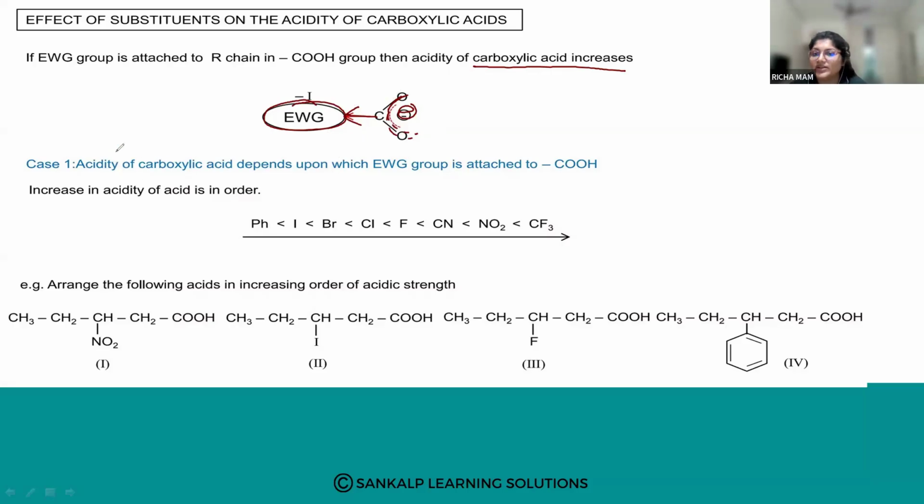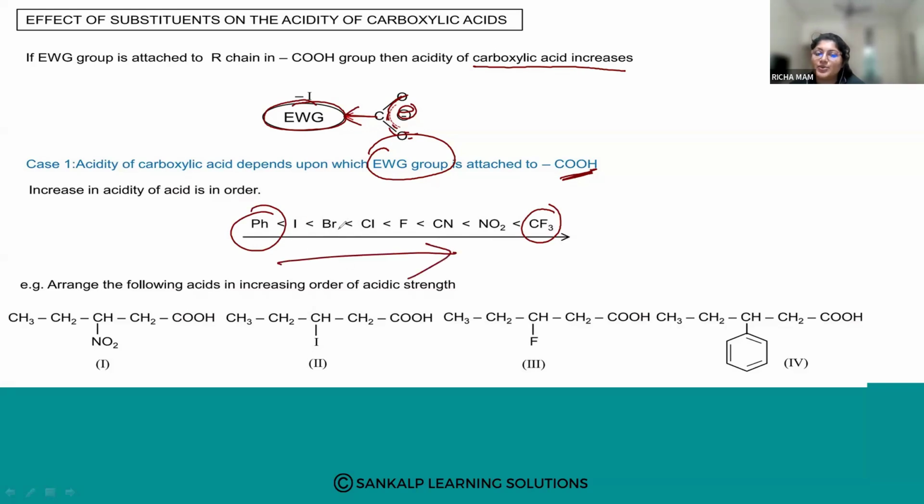So what is case one? If we look at case one, the acidity of a carboxylic acid depends on which electron withdrawing group is attached to the COOH. So the increase in acidity of the acid is in this order, based on which group is there. If you have CF3, then the acidity will be more. If you have phenyl, the acidity will be less. So it increases in this order.